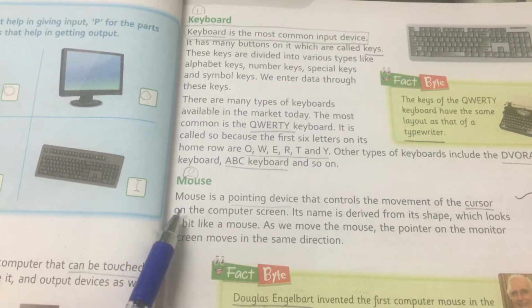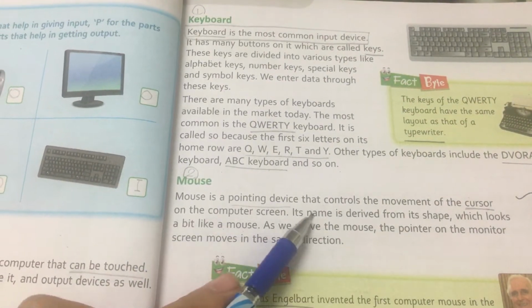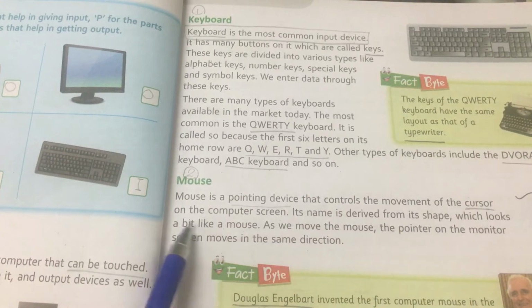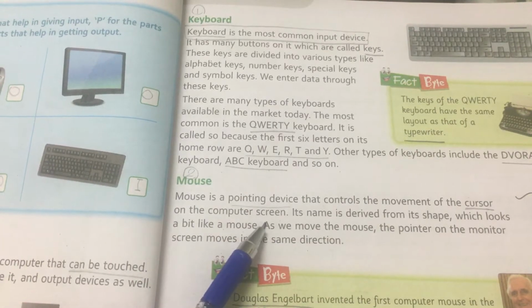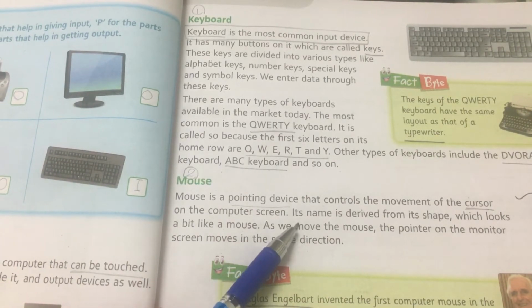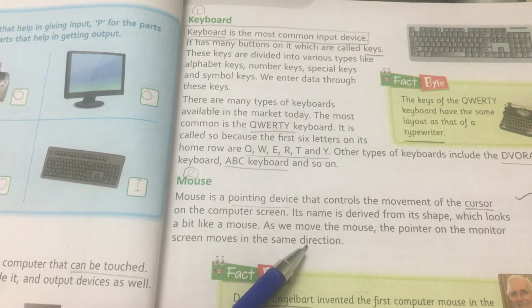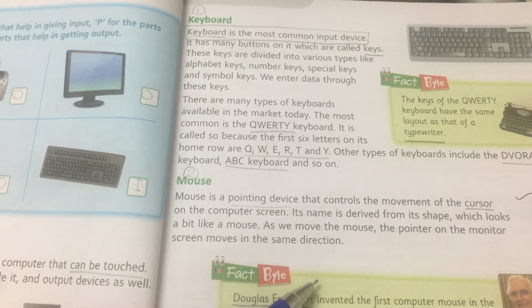Mouse. Mouse is a pointing device that controls the movement of the cursor on the computer screen. Its name is derived from its shape, which looks a bit like a mouse. As we move the mouse, the pointer on the monitor screen moves in the same direction.